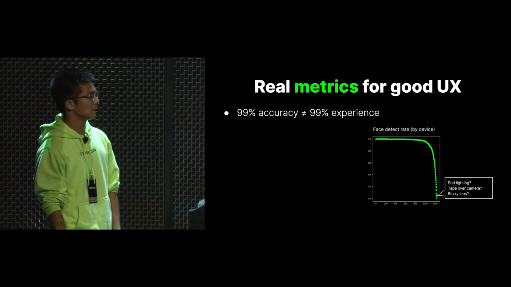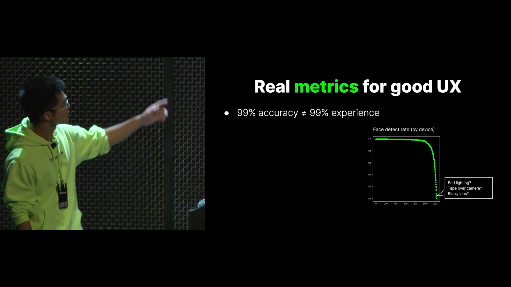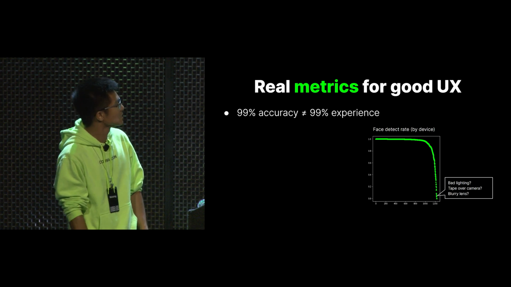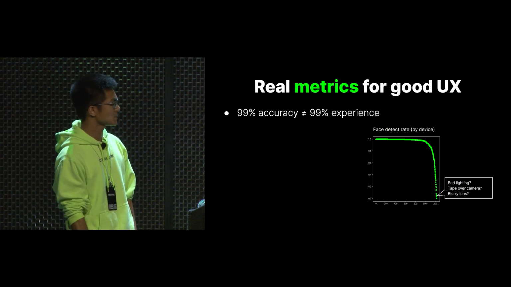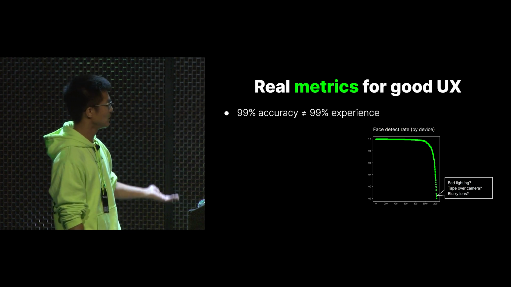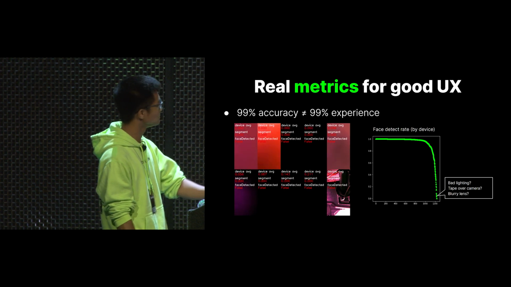On the right is another example of testing by worst cases. According to this distribution curve, some devices are constantly failing to detect faces. Why? Is it due to the model not working in certain lighting conditions? Or maybe it's just the lens is covered? We need to figure them out.